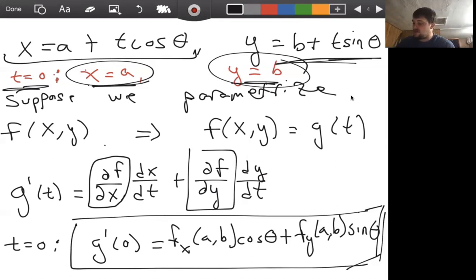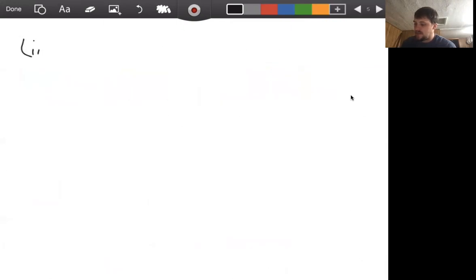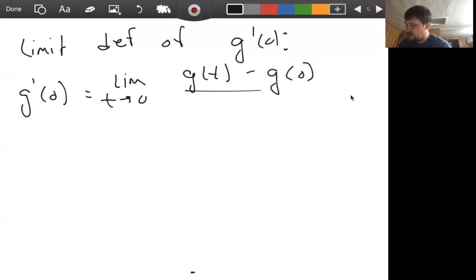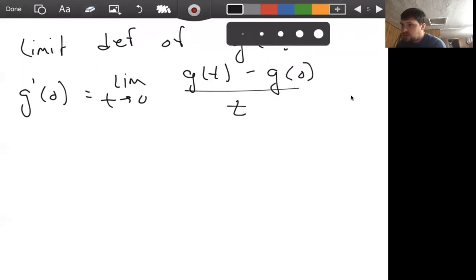Now, let's compare this to the limit definition of g prime of 0. The limit definition for g prime of 0 says this is going to be the limit as t goes to 0 of g of t minus g of 0, over t. But we know what g of t and what g of 0 is.